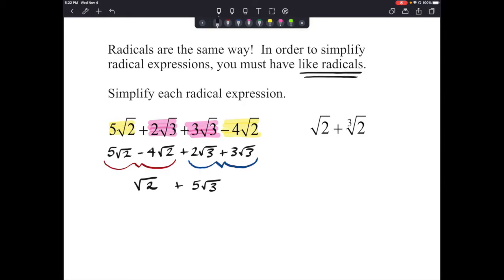When we look at the next one, we see the square root of 2 plus the cube root of 2. If you think about it, this is like 2 to the 1/2 power plus 2 to the 1/3 power, right? We can't combine those because they're not like terms. So we can't do anything with this one. It is already simplified. The key thing is we have different root values, which means these are not like terms.